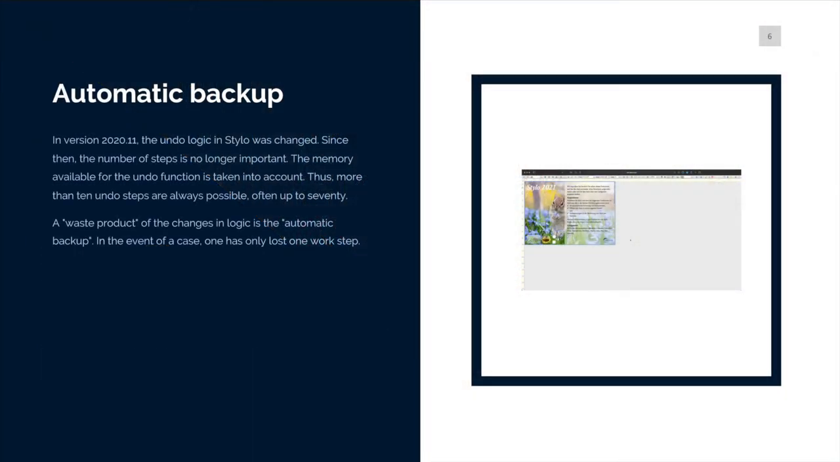Last November we extended the undo functionality. It's now much more reliable. Thanks to this improvement, we are now able to provide an automatic backup in Stylo. If the browser window is accidentally closed or the power failed, it doesn't matter anymore. You will only miss the last step after loading the automatic backup. I will show you how it works.